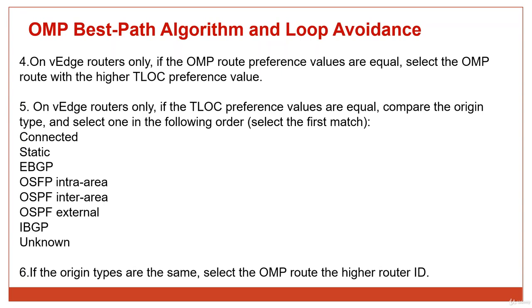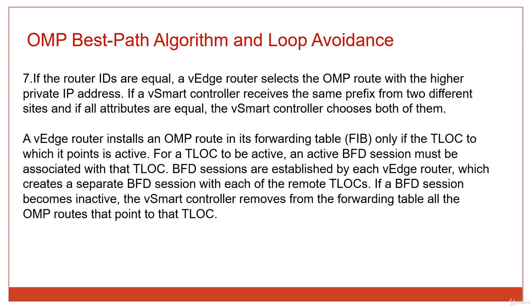So it's static, EBGP, OSPF intra, IBGP, etc. And we know this is also indirectly related to AD value. Static route AD value is lower than EBGP, then OSPF, and then IBGP. For example, 120, 110, and 200. Then finally, if all points from 1 to 5 are the same, it will match point 6, where it will check the OMP route with the higher router ID. And if all the criteria from 1 to 6 are the same, it will check the higher private IP address of the OMP route. Now suppose if all of this is the same, at that time they will do ECMP, equal cost multipathing.